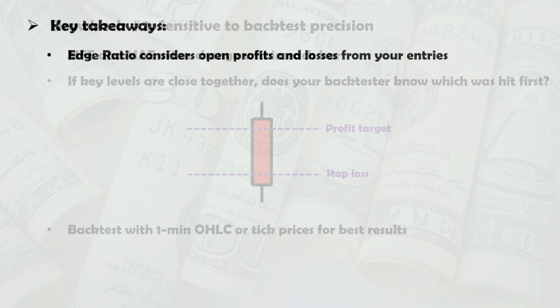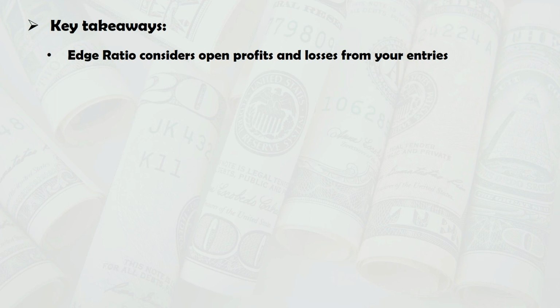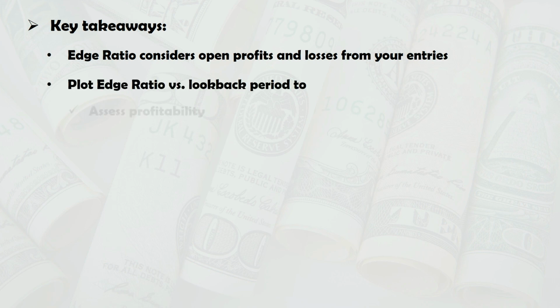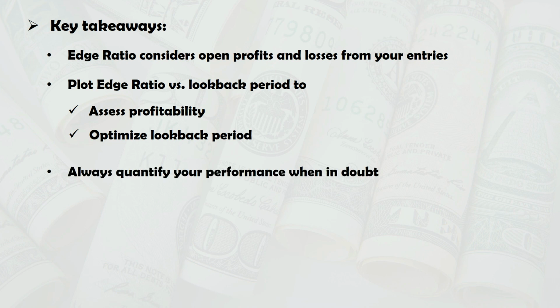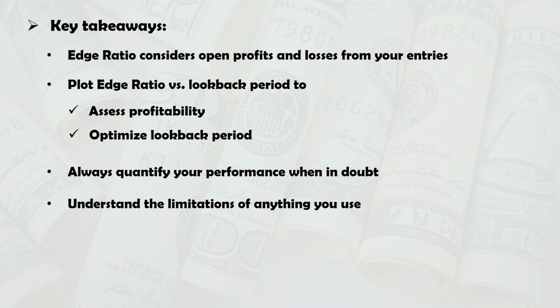The edge ratio is a unique metric that considers the open profits and losses generated by your entries, possibly giving it an edge over more conventional metrics. Plotting the edge ratio against your indicator look-back period gives you a comprehensive assessment of each entry's profitability and helps you select an optimal look-back period. As long as you quantify your strategy's performance with a method you're confident in and understand the associated benefits and drawbacks, the odds will be in your favor.